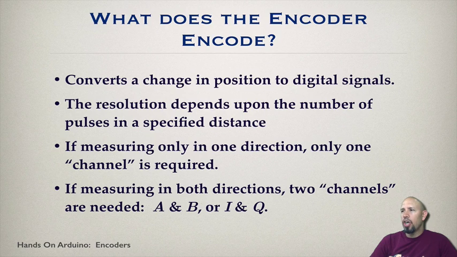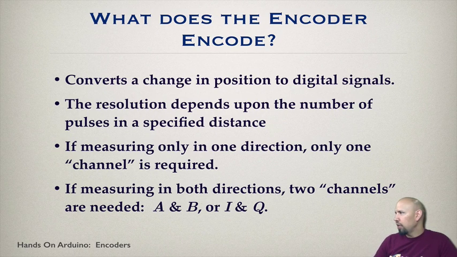So what does the encoder encode? Well, it needs to convert a change in position to a digital signal. Somehow it needs to do that conversion. And generally speaking, whenever you have any kind of input into a computer, you have an issue of what's called resolution. That is, how fine of a change in motion can you detect? So the resolution depends upon the number of pulses in the specified distance.